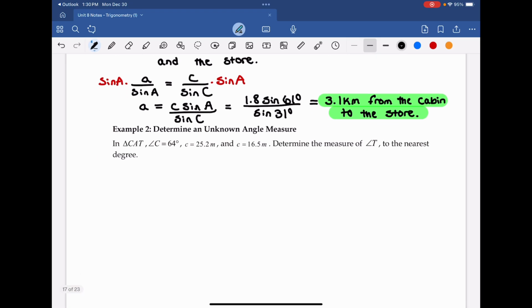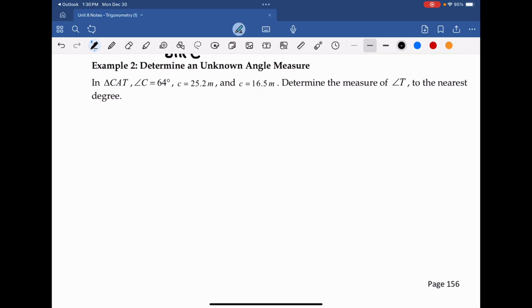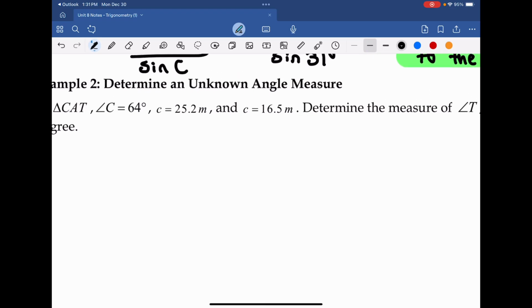Now, if we go to example 2, determine an unknown angle measure. Well, let's say we have some sort of description of a triangle. So in this case, they haven't drawn it for us. They're just going to give us information here. So they say in triangle CAT, where the vertices are C, A and T, angle C is 64, the side length C is 25.2, and then in this, there's a bit of a typo.